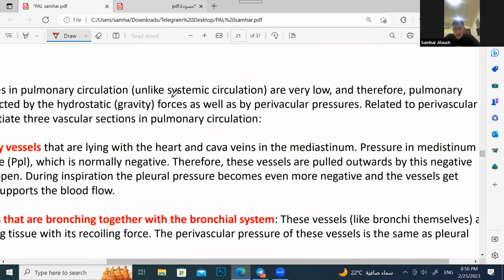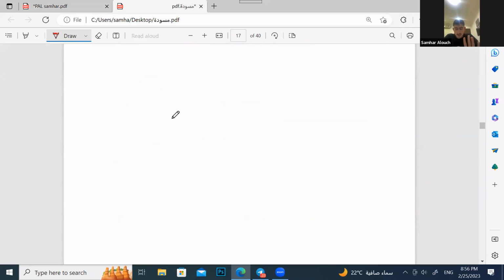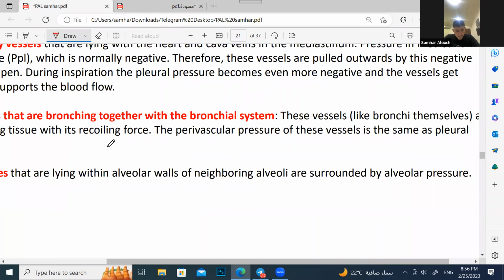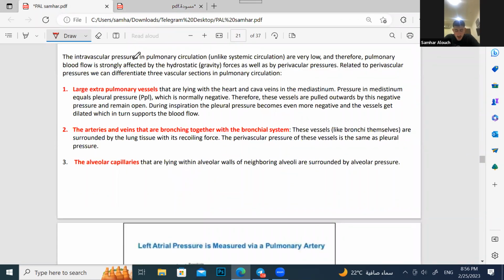Okay, now we have a very important slide. We have 3 types of vessels in the pulmonary circulation, and I care about 2. First, we know that we have the bronchus, bronchi, and these things till we reach the alveoli. Now, between these alveoli, we have capillaries. Okay, now I have a capillary here. This capillary is the alveolar capillaries.